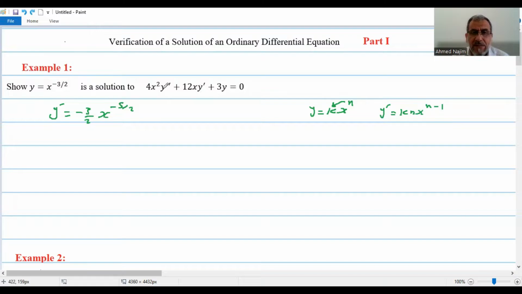Then we also need y double prime, the second derivative. Now k is negative 3 over 2. Look at the rule, n times k: negative 5 over 2 times negative 3 over 2, which is 15 over 4, x to the power negative 5 over 2 minus 1, which is negative 7 over 2.